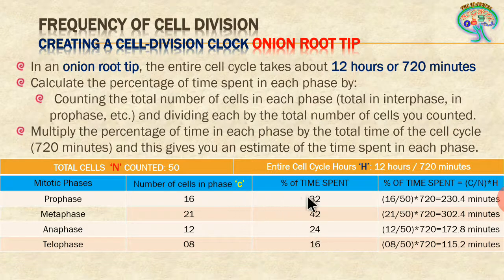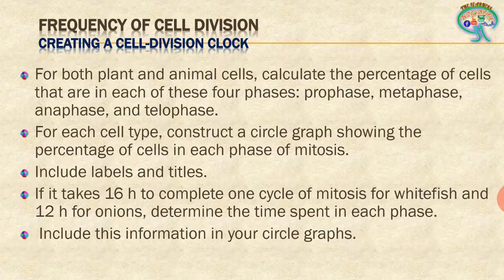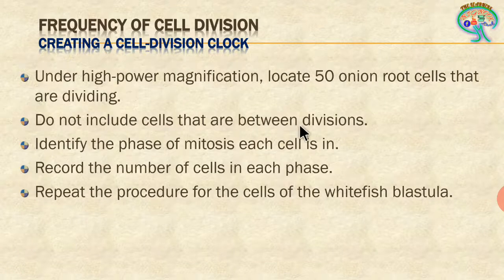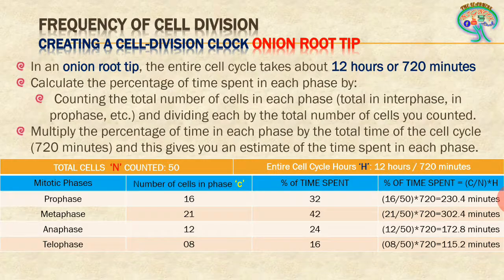Here, how we are going to do this is, we are going to take 16 divided by 50, the number of cells which are considered here. Now we are going to do the division: the total cells counted, that is N, 50, is going to be considered as N, and we are going to divide this 16 by 50 and multiply it by 100. So we are going to get this 32 as the percent.